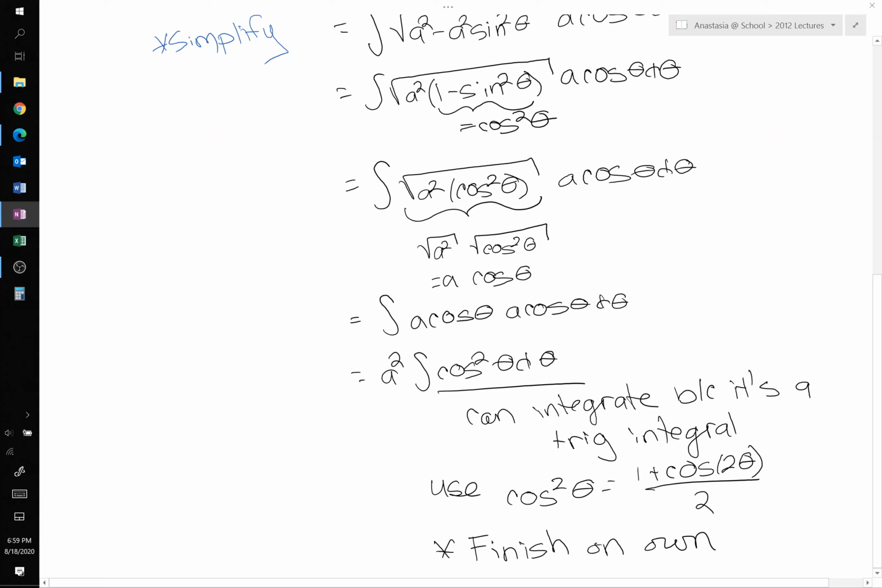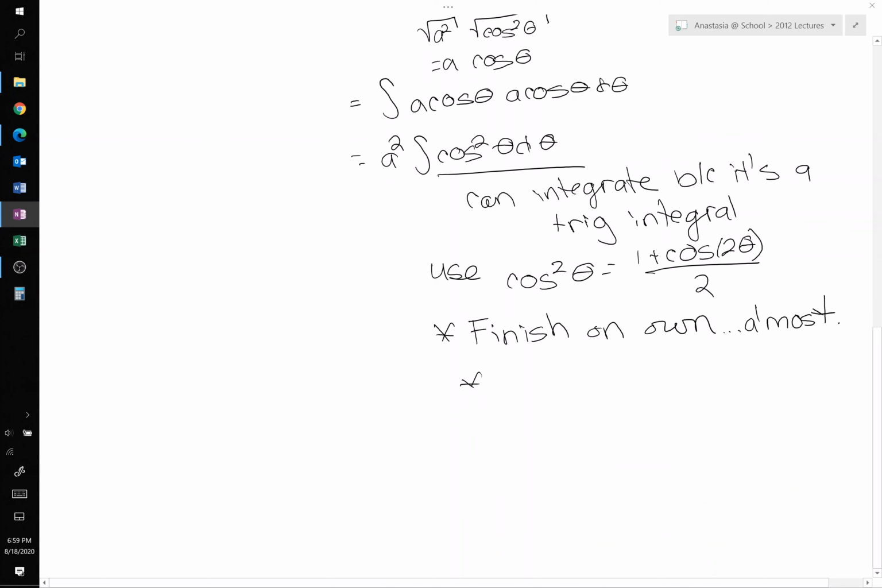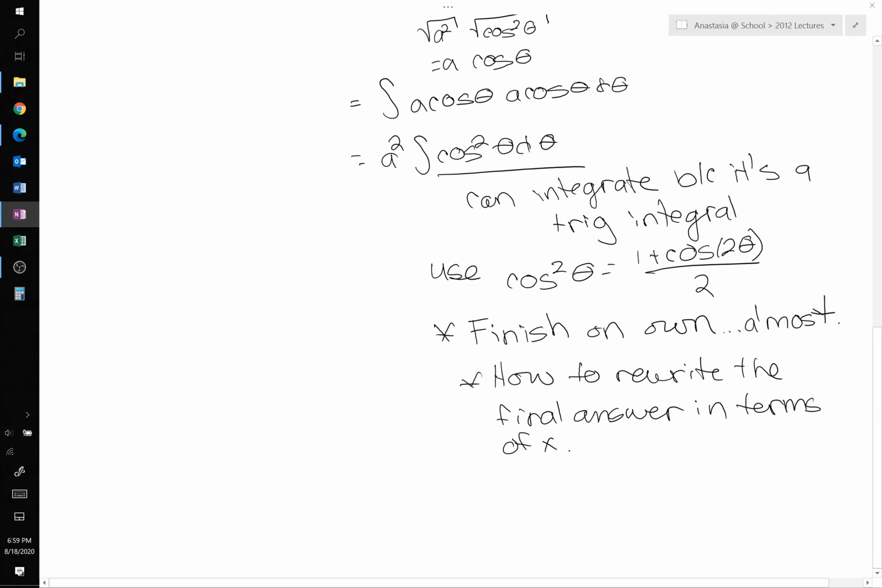Well, almost. There's a few more details that we need to talk about before you can quite finish this on your own, because we still need to talk about how to rewrite the final answer in terms of x. Because if you recall with a u substitution, you always need to rewrite your final answer back in terms of whatever your original variable is with an indefinite integral. Same thing is true of trig substitution. So we will get to that later in this section, but this is as far as we're going to go here for now.